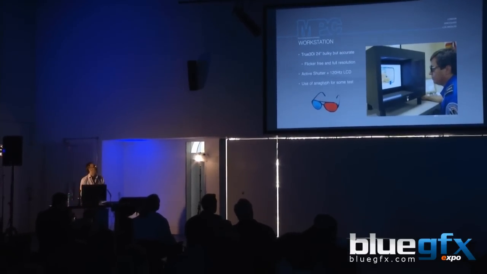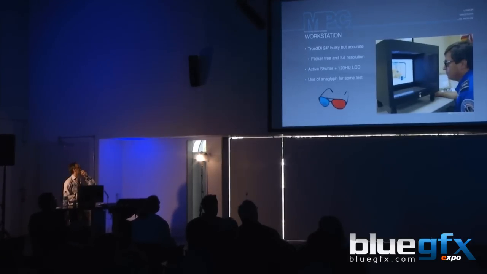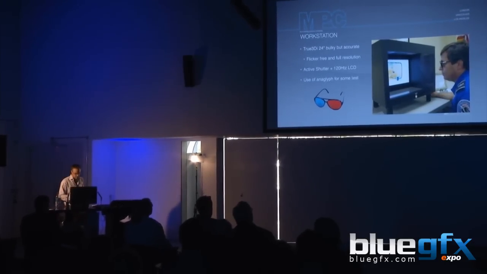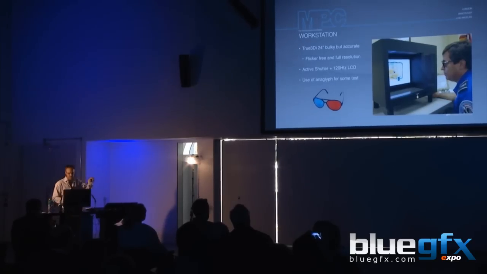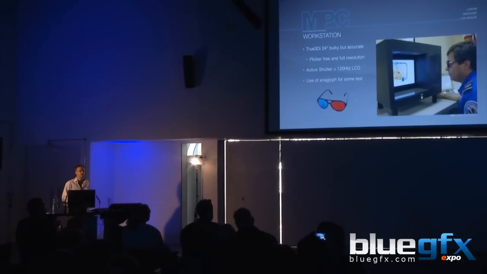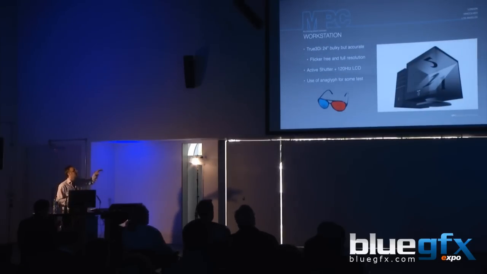So, workstation. There are actually a couple of workstation solutions. This one on the right-hand side is the one that we use at MPC at the moment, and we've been really happy with it. It's called True 3Di. They have a 24-inch monitor, that's the one you're seeing. They also have a 40-inch monitor, which is quite bulky, and a smaller one that you can use on set if you're filming on set. They have two DVI inputs, and the way they work is quite interesting. If you follow, it's very similar to the way a camera works, except it's flipped.